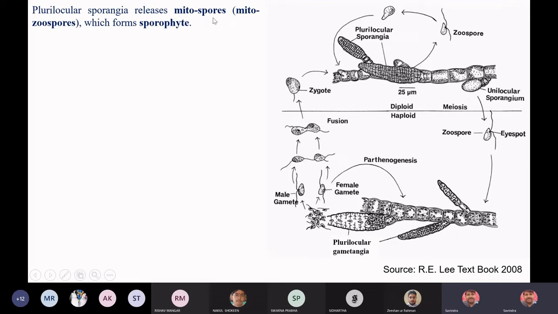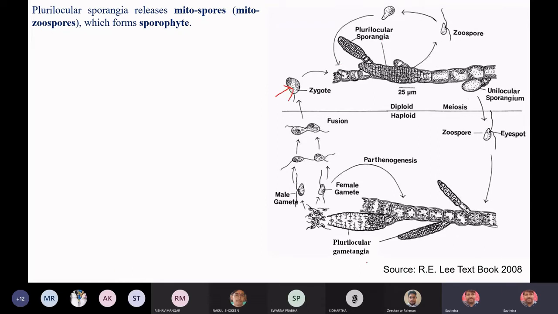Plurilocular sporangia lead to mitospores, or mitozoospores. What is the meaning of mitozoospore? They are formed after mitosis only. If it is a product of meiosis, they are known as meiospore or meiozoospore. It means this is our starting point. We are starting it from here.